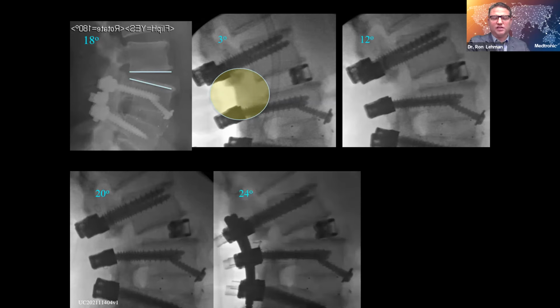We drop our rods, do our bilateral rod compression, and now we're up to 24 degrees. And so you can see now we're achieving a lot of lordosis at that level, but you also have to understand what you started out with.